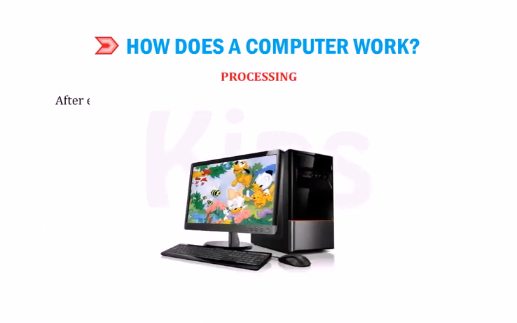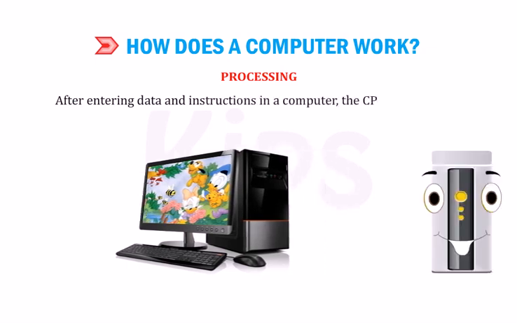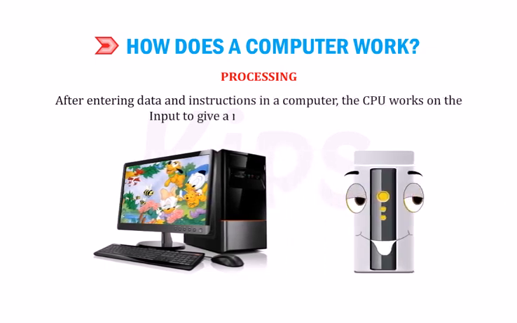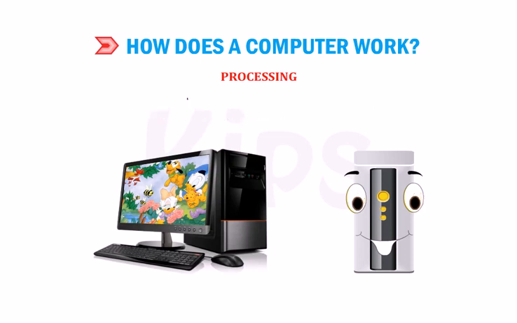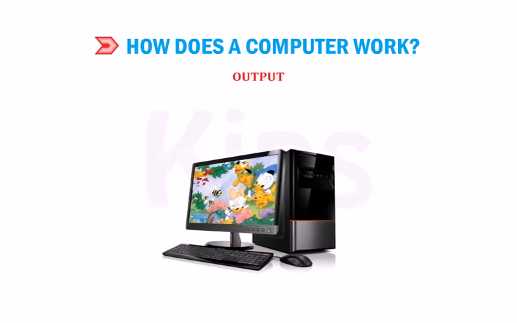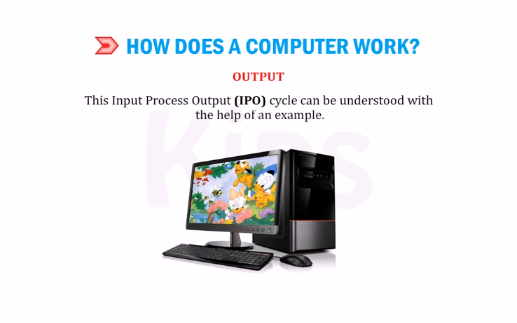Processing. After entering the data and instructions in a computer, the CPU works on the input to give us meaningful information. This is called processing. Output. The meaningful information that we get after processing is known as output. This Input Process Output, IPO cycle, can be understood with the help of an example.